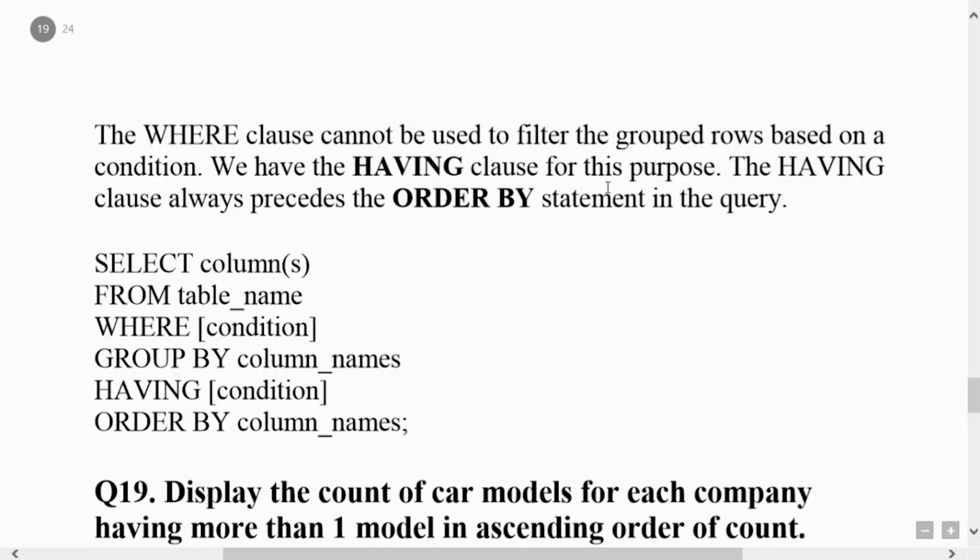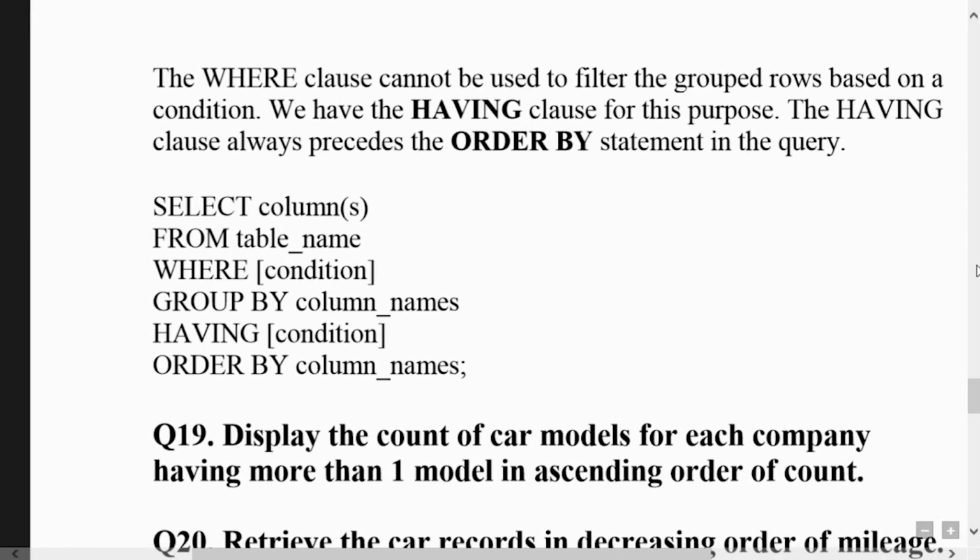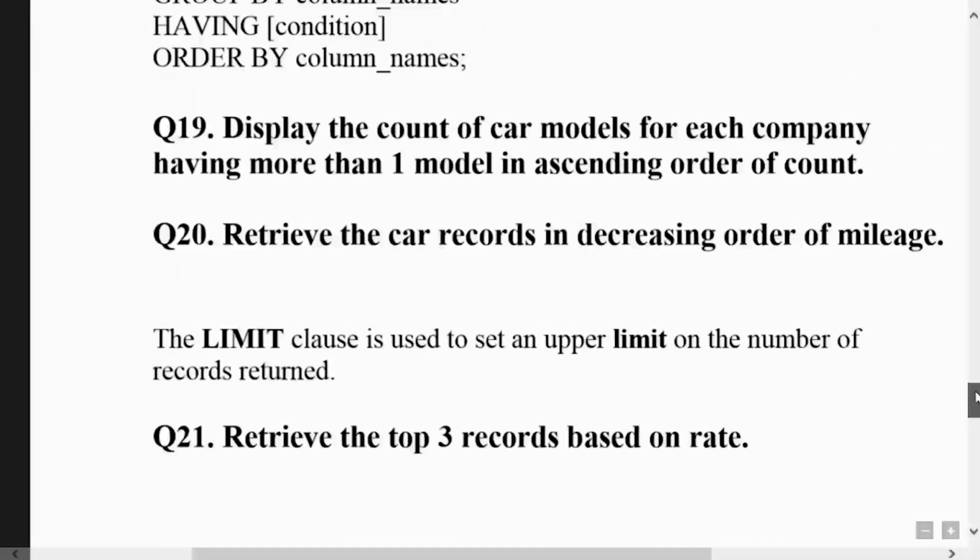Okay, so if you remember, the where clause is used to filter the records. But if we want to filter the records which are grouped using group by, then we use the having clause. Okay, and the order by clause is used to order the retrieved rows based on some column. This is the syntax for the same. We will understand this with the help of an example.